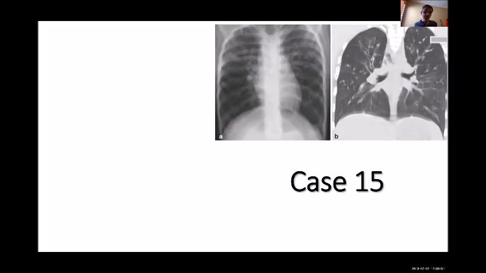Are there more signs? The heart shadow will be narrow. Small. Small heart, right? The heart looks small. Okay? Yeah. So that is a narrow mediastinum, as Lily is saying. So, okay, there is hyperinflation. What else is there? What else? What else?